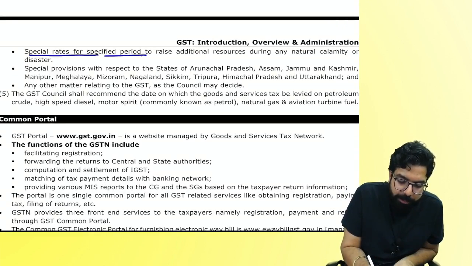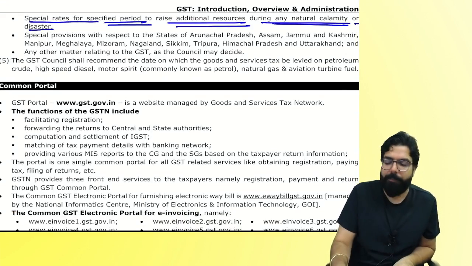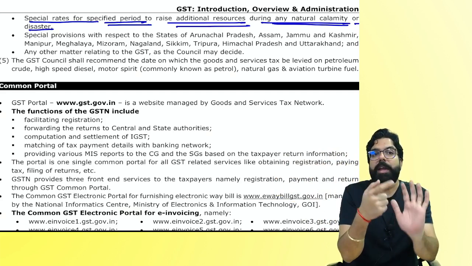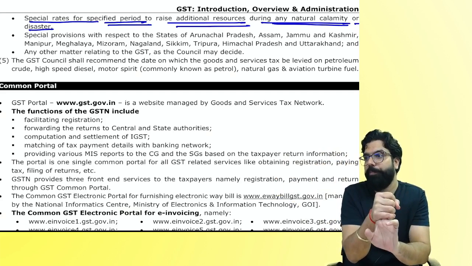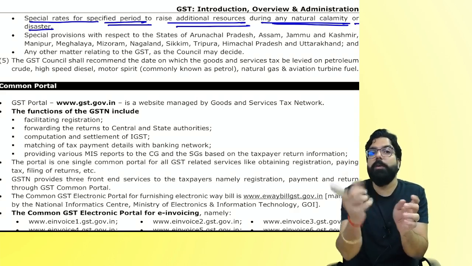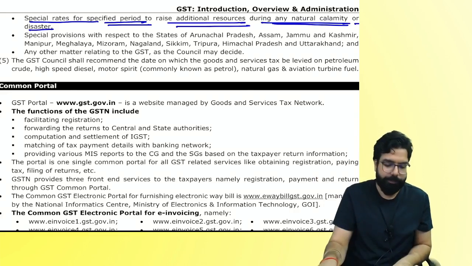Special rate for a specified period to raise additional resources during any natural calamity or disaster. People, in Kerala, disaster happened, natural calamity. Kerala flood cess was collected, 1% in Kerala. Who allowed them to collect? Council. Otherwise, you can't collect any tax on goods and services unless the council allows.